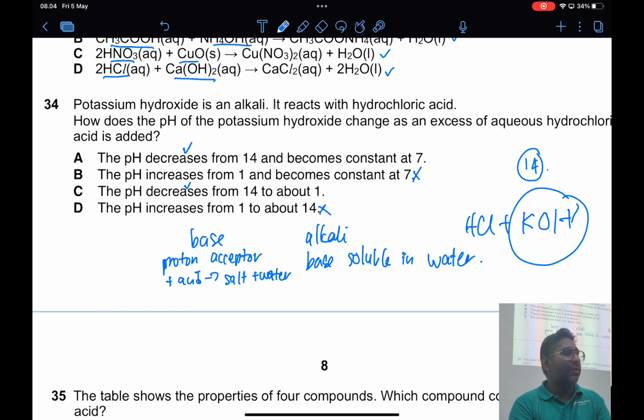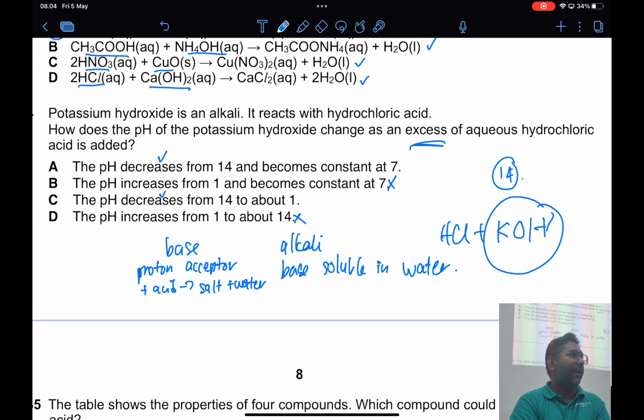It will continue to decrease, because they say that excess hydrochloric acid is being added. What's the meaning of excess? Excess means there's a lot. It means that the potassium hydroxide is finished. When the potassium hydroxide is finished, from 7 it will become acid, because now there is no potassium hydroxide, there's only acid. So they will measure the pH of the acid, and it will go to about 1. Is that clear, Alvina? Please remember this.